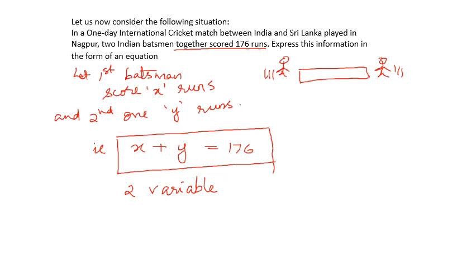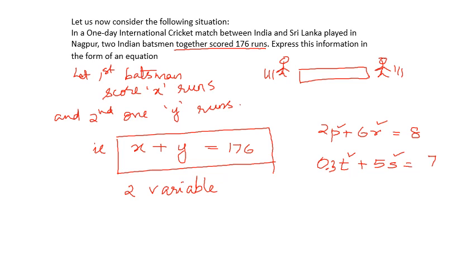Now you may ask me, Madam, is it always X and Y? No, children. It is not necessary that it has to be always X and Y. You can take any variable. If I write 2P plus 6R is equal to 8, here P and R are the variables. This is also a linear equation in two variables. If I write 0.3T plus 5S equal to 7, this is also a linear equation in two variables where the variables are T and S.